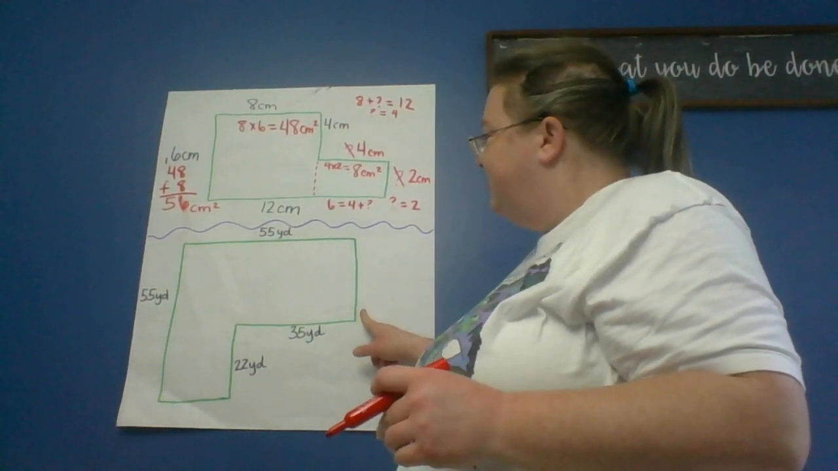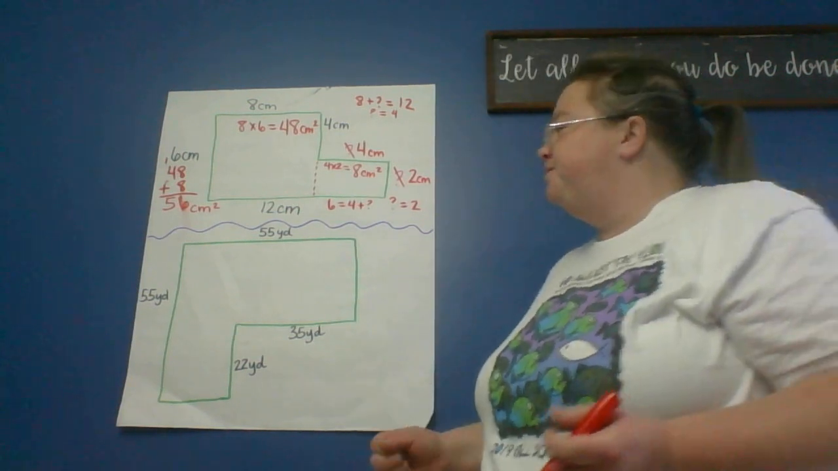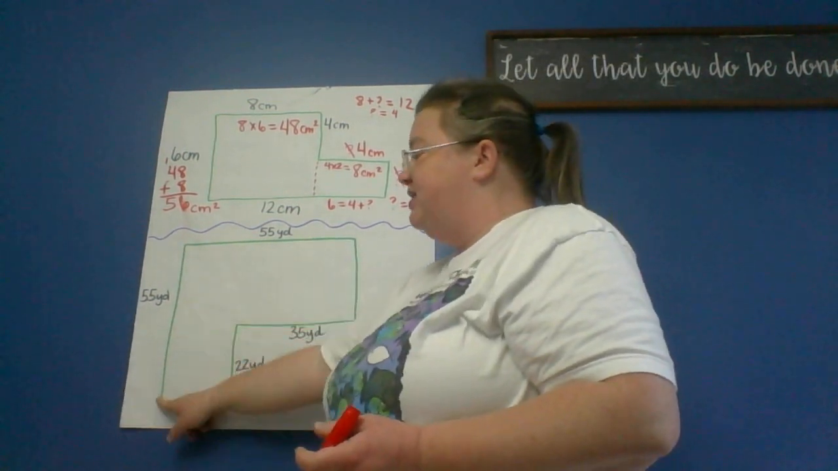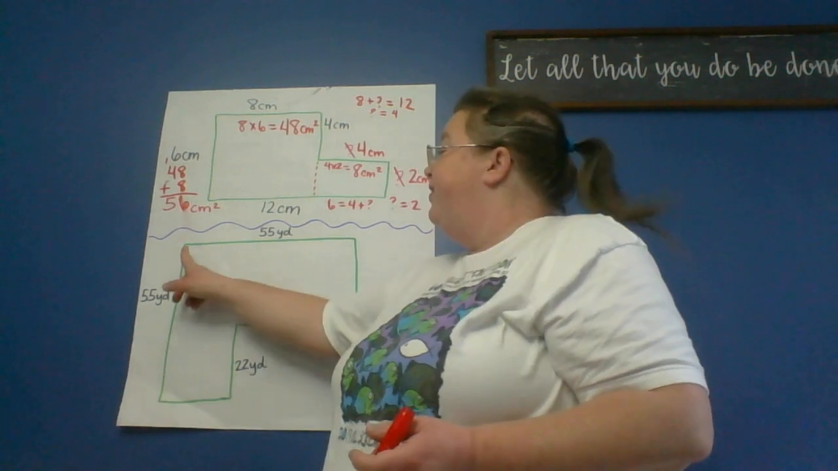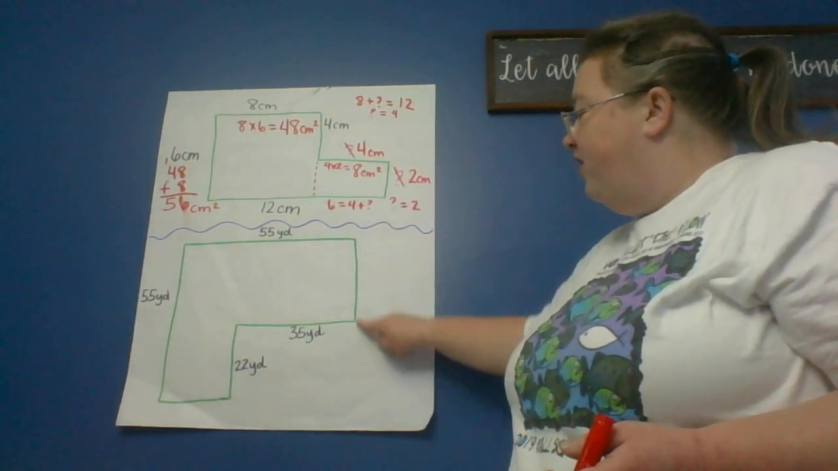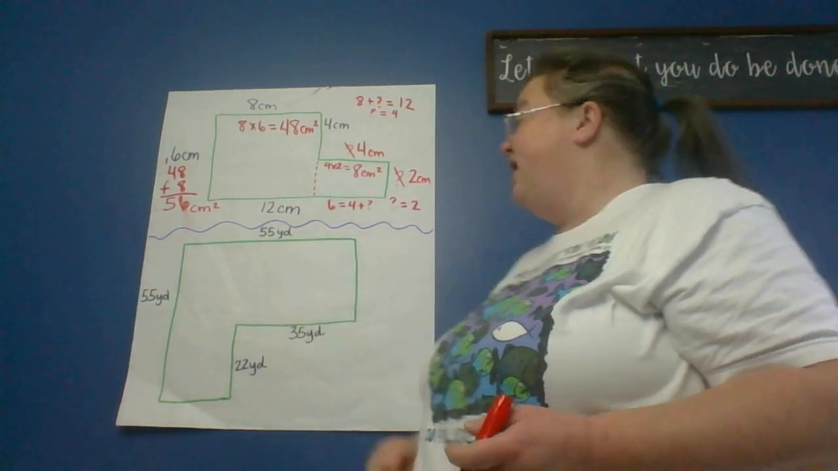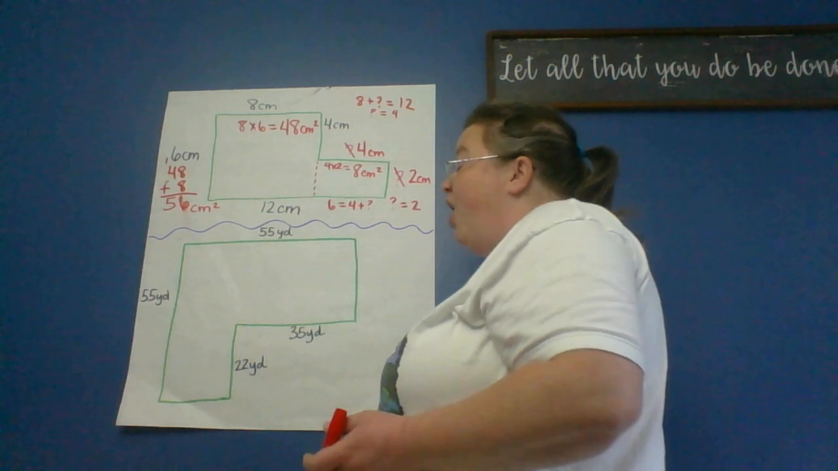And this. So let's look at what we have and try to figure out what we don't know. So I see that the width here is 55 yards. The width here is also 55 yards. So if this went all the way around, we'd have a square because the sides are the same. Okay, so these sides are going to be the same also.